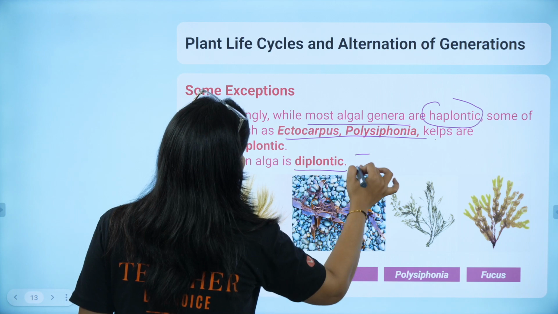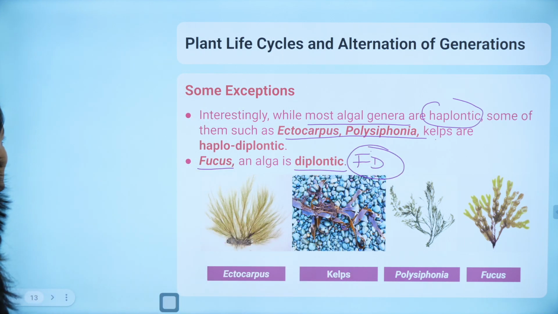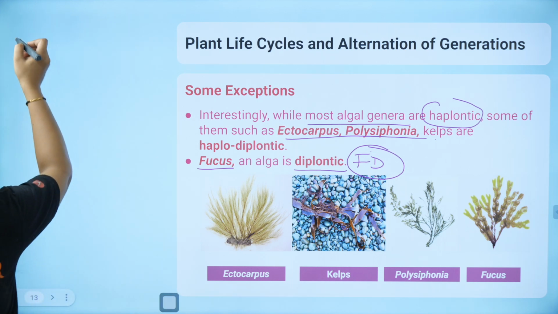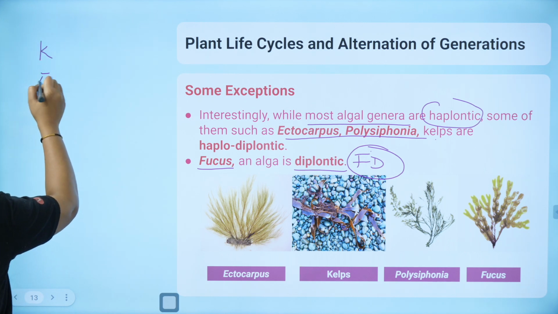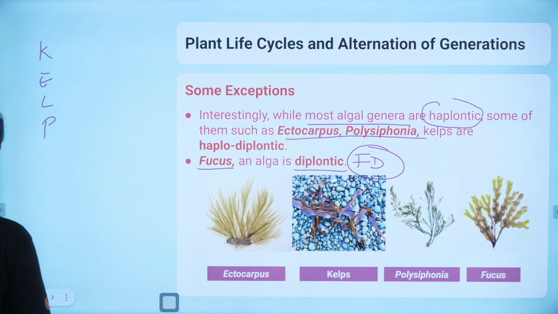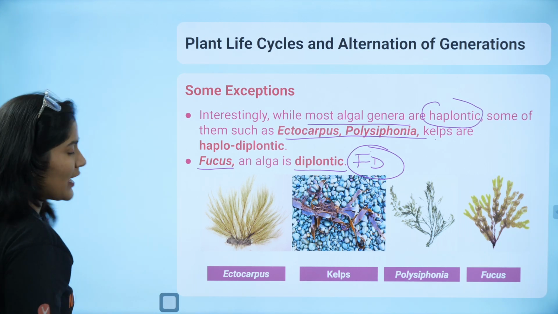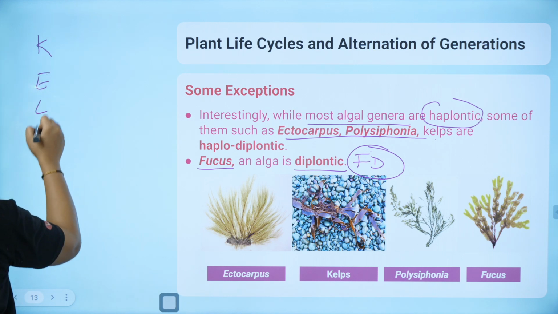So Fucus is Diplontic, that is FD. You have to remember it with the help of an example or a trick, that is FD. And the next one that you can see is the Haplodiplontic life cycle, which is represented by kelp. So you have to remember only one single word. I'm going to give you a trick to remember this one. You have to remember only kelp.